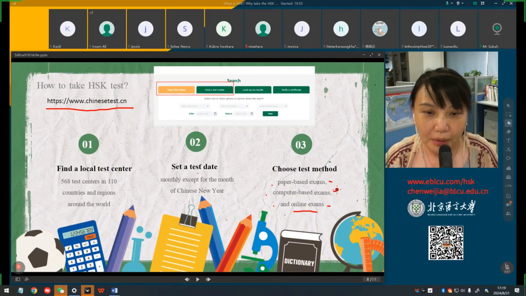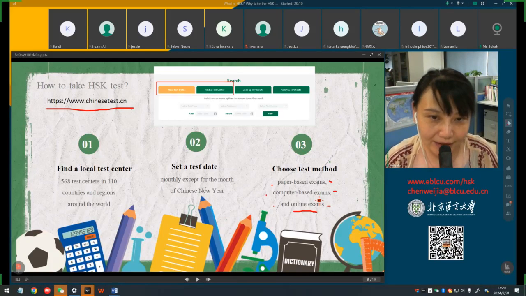For the paper-based exam, you will answer the test on the test paper with a pen. And for the computer-based exam, you will answer it with the computer they offer from the test center. So you can type with pinyin.